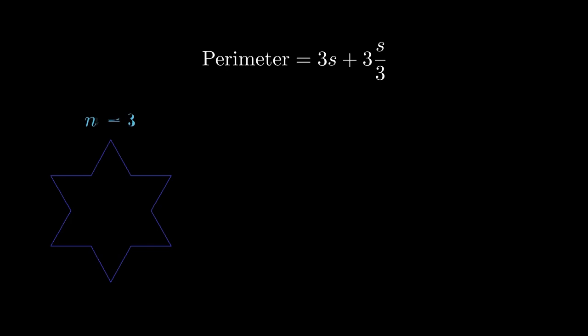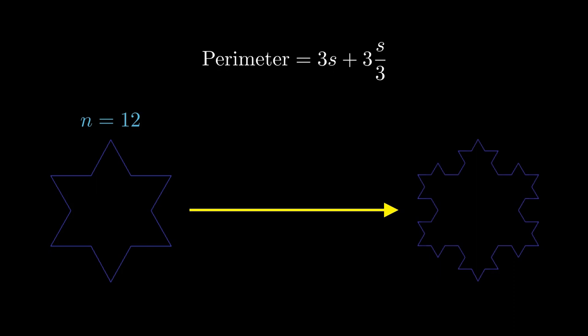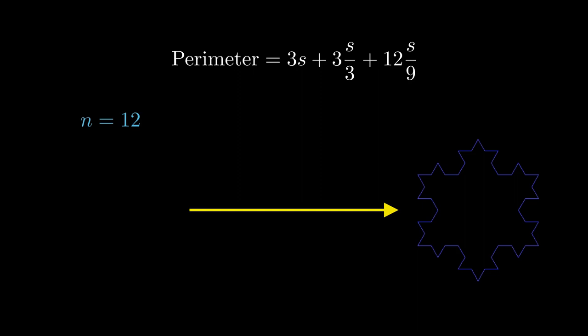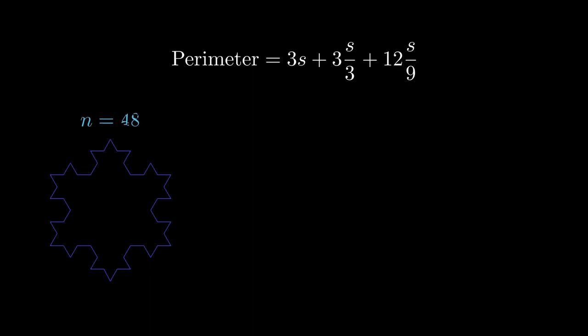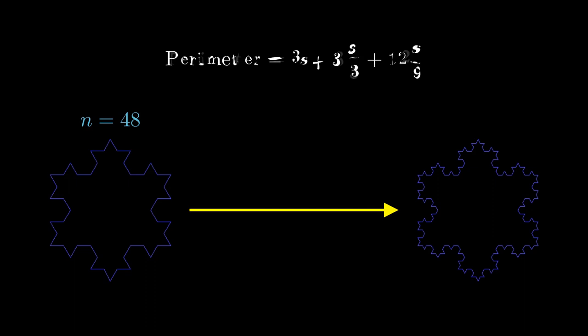After the second iteration, every side is again divided into 3 parts. Hence, s/9 length is added, and as there were a total of 12 sides, the perimeter increased by 12 times s/9. And the third time, the perimeter will be increased by 48 times s/27, and so on. The point is that there is a pattern in which the perimeter is increasing.